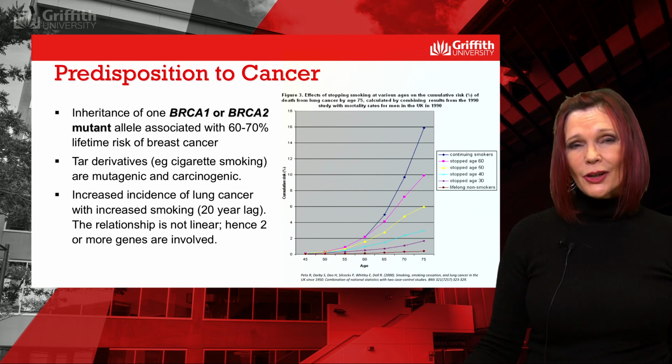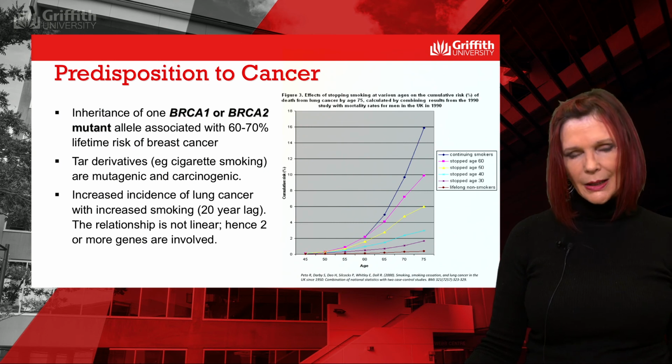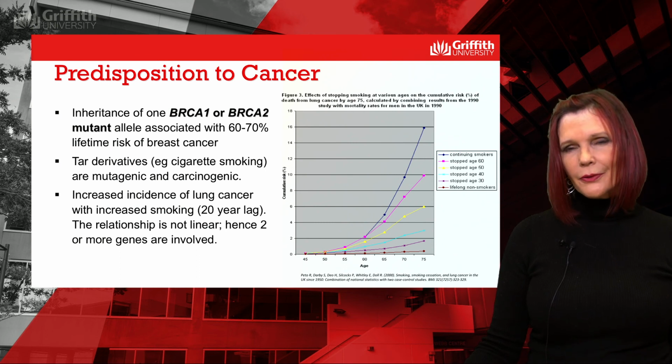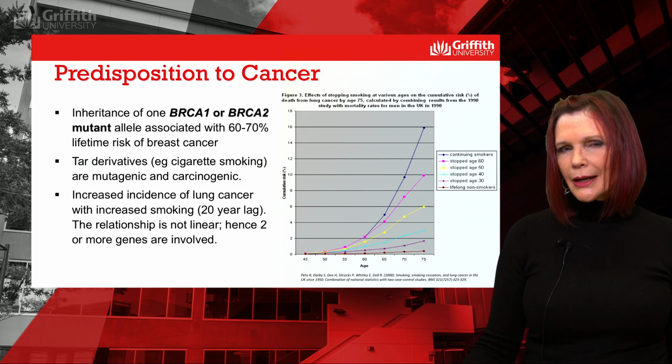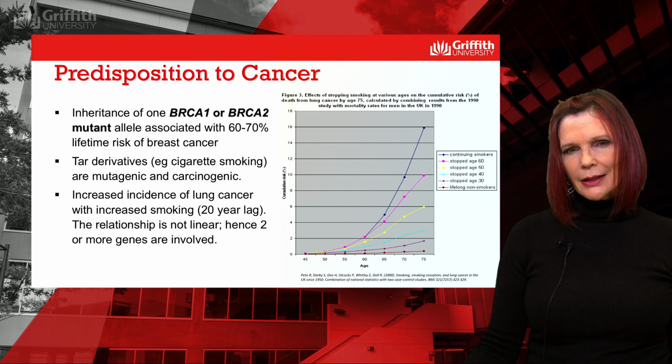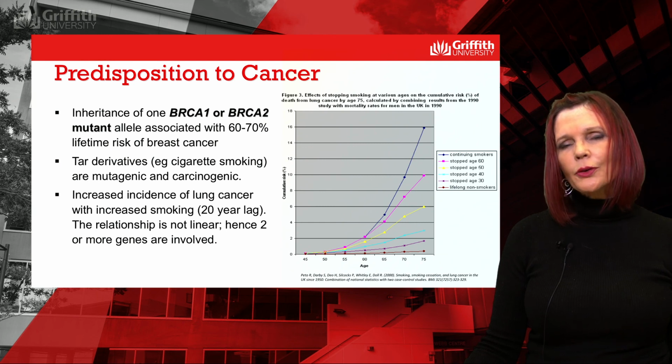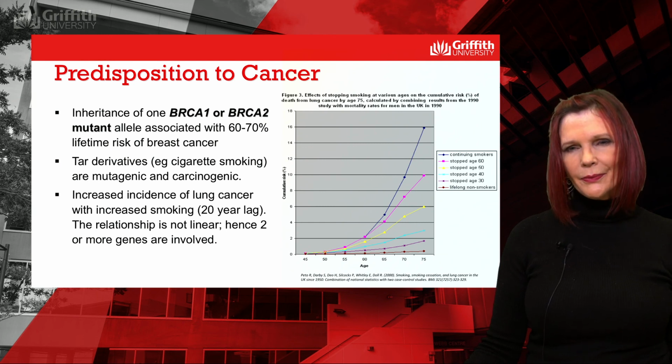Tar derivatives that are associated with cigarette smoking are known to be mutagenic and carcinogenic. Lung cancer from smoking probably involves 2 or more genes. This graph shows the risk of developing cancer by the age of stopping smoking. As you can see, the risk of developing lung cancer increases along with age, but the relationship isn't linear, suggesting that the longer an individual smokes, there is an increased risk of accumulating mutations in various genes, and therefore a greater risk of developing lung cancer. This suggests that there's more than one gene involved.